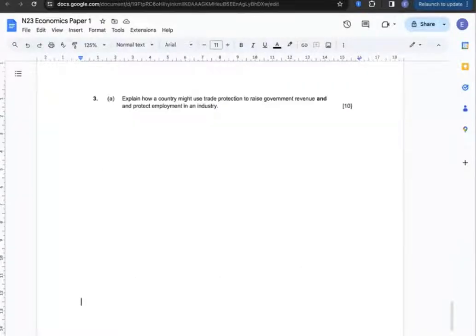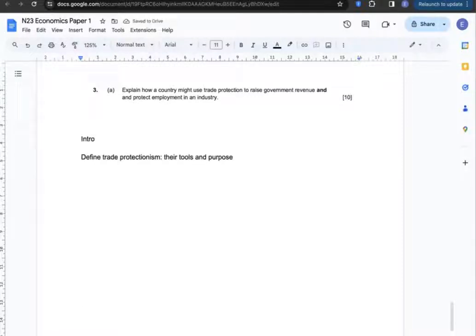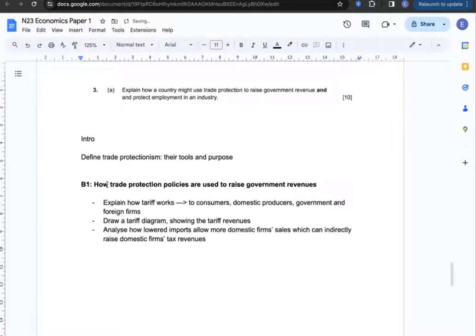Question number 3A. Explain how a country might use trade protection to raise government revenue and protect employment in an industry. My intro first defines trade protectionism, their tools and purposes. And in body 1, I can explain how trade protection policies are used to raise government revenues.